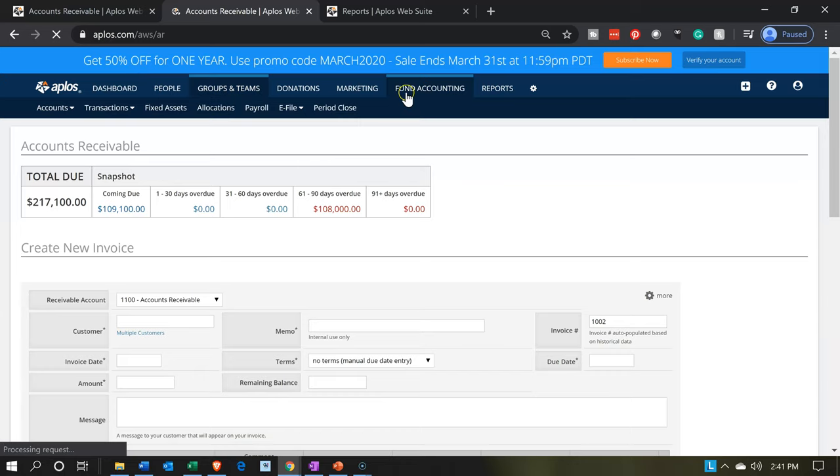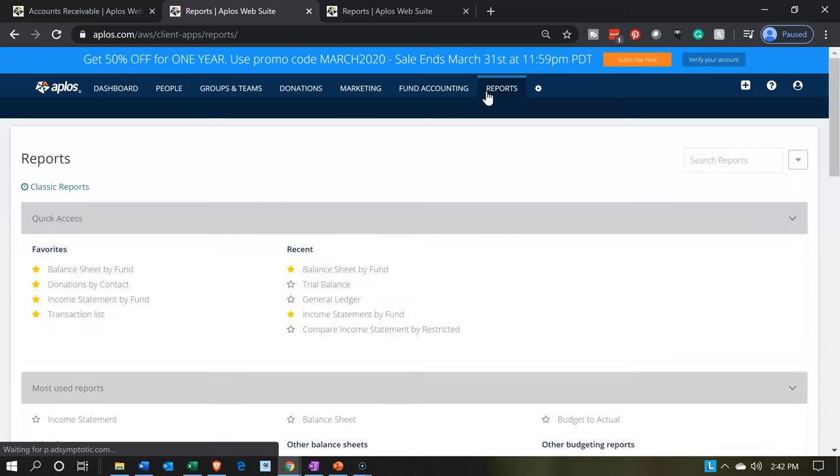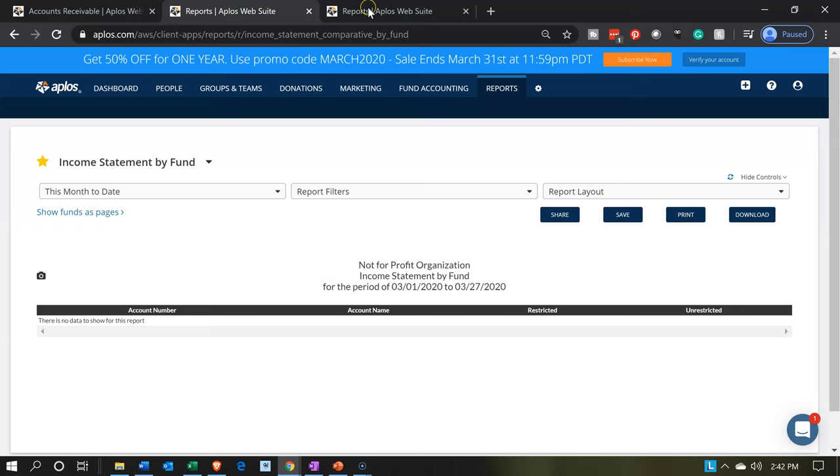And then we're going to open up the old income statement too. We're going to go to the reports. So let's go to the reports. And then let's go to the income statement by fund as well. Then I'm going to go back to the balance sheet.